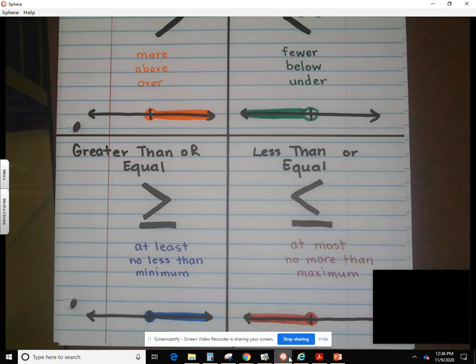So I call this, if it has a line, it needs a mouth guard. No line, no mouth guard. You'll hear me say that a lot.